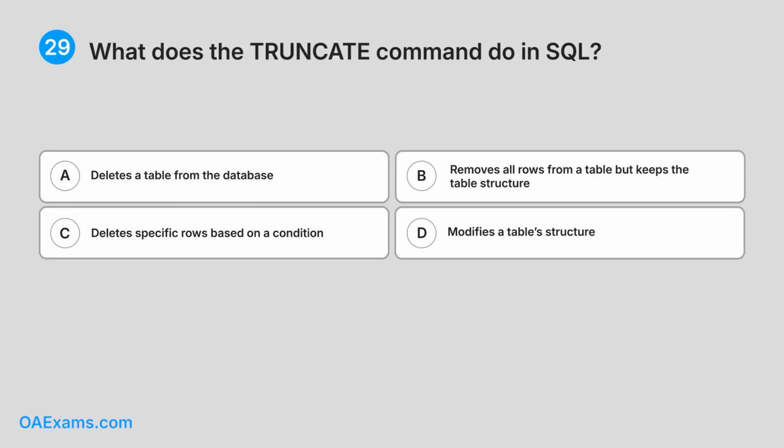29. What does the truncate command do in SQL? A. Deletes a table from the database. B. Removes all rows from a table but keeps the table structure. C. Deletes specific rows based on a condition. D. Modifies a table structure. Can you guess the answer?